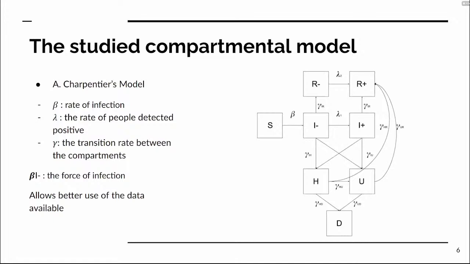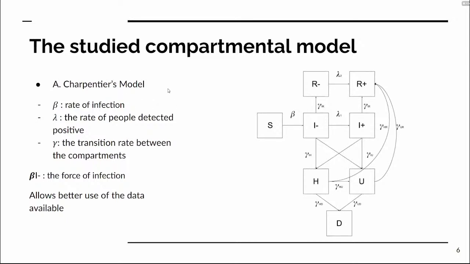So the basic compartmental model is not enough, and this other model is more interesting. It was proposed by Arthur Charpentier. This model is quite important because in the actual pandemic, for the COVID, we don't have the real number of infected in the population, because there are symptomatic and asymptomatic cases. So we are not able to determine the real value of the beta, because there are some values that we don't have.